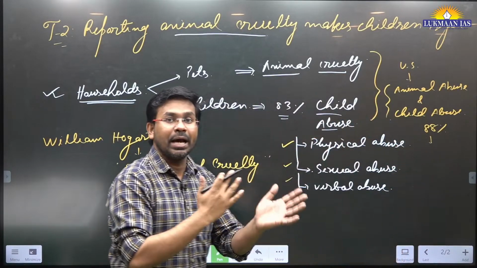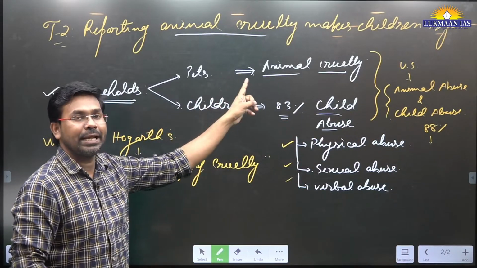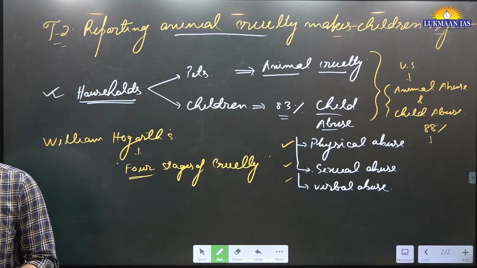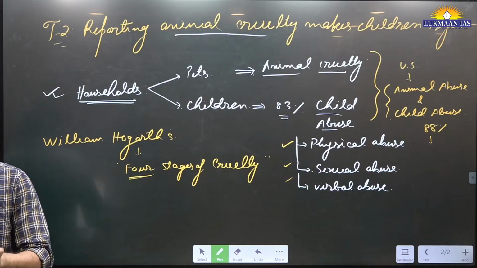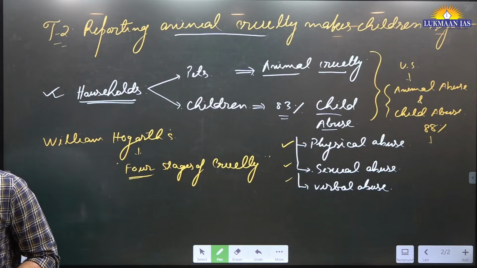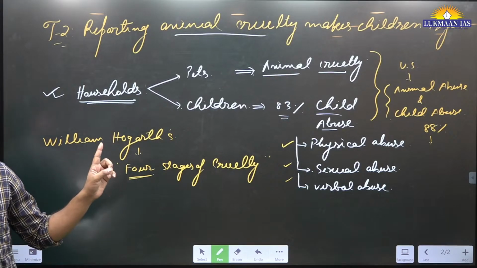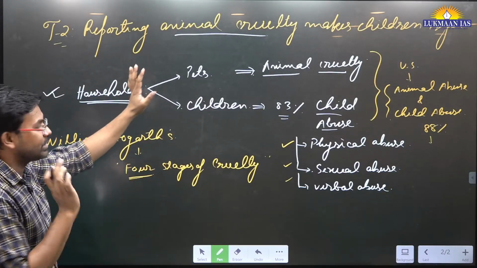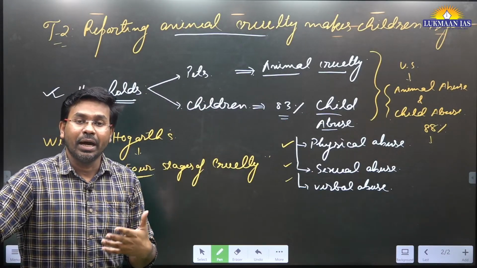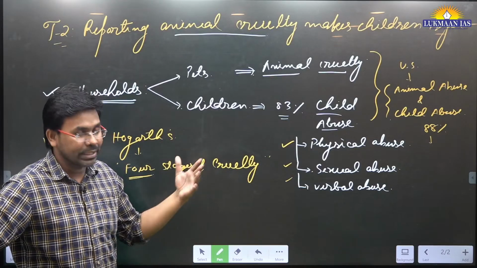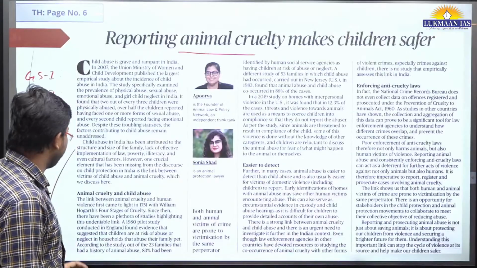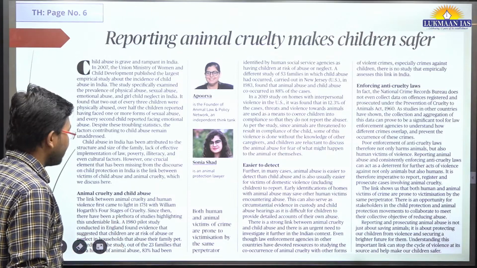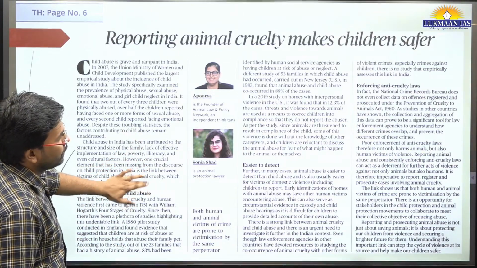So there is a concurrence. If there is animal cruelty, there can be child cruelty also. So the author says both human and animal victims of crime are prone to victimization by the same perpetrator. So it is a social justice topic, a social issues related topic. You need to read about it to understand society, right? So this will be an important topic. Very good write-up, I would say.